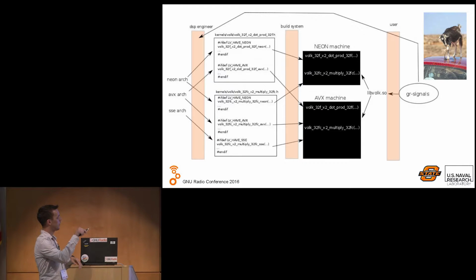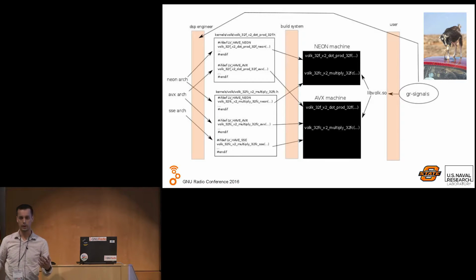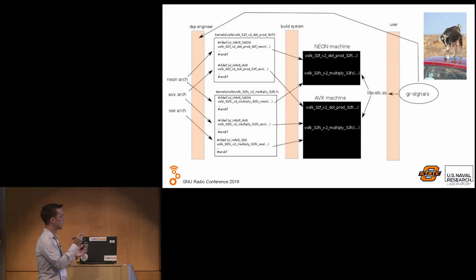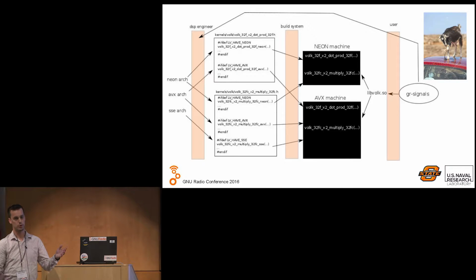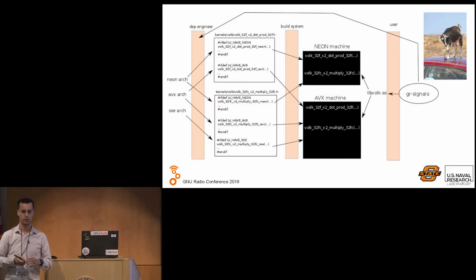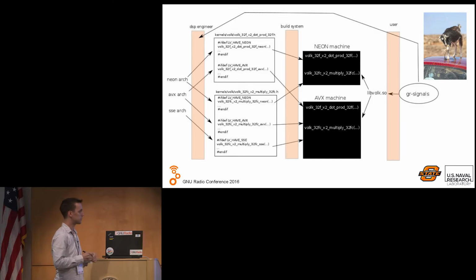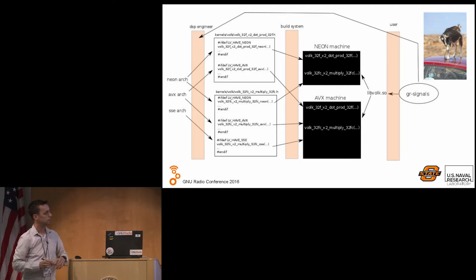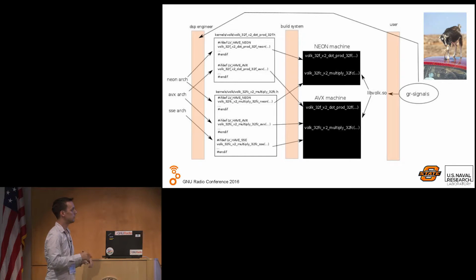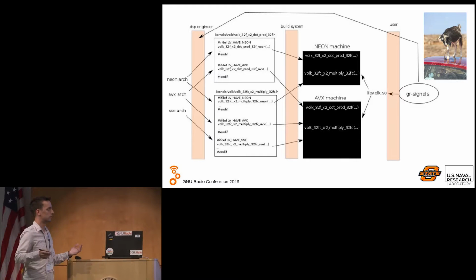So we have these header files where each file has the name of some operation that's happening. This is a dot product, you have multiplies, and inside each header there's just a bunch of different implementations for different CPUs or optimization types. Then the VOLK build system generates these machine files, and those get compiled into libvolk.so, and then your GR out-of-tree module or whatever can take advantage of that and be faster.